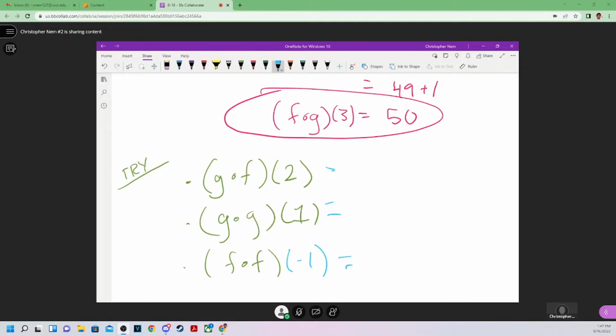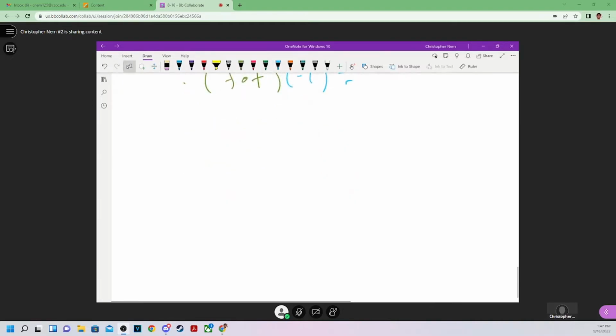So, that covers compositions. Now we move on to the last topic, 2.8. And this is going to talk about one-to-one and inverses. So before we can go to inverses, we got to talk about one-to-one. What is a function that is one-to-one?